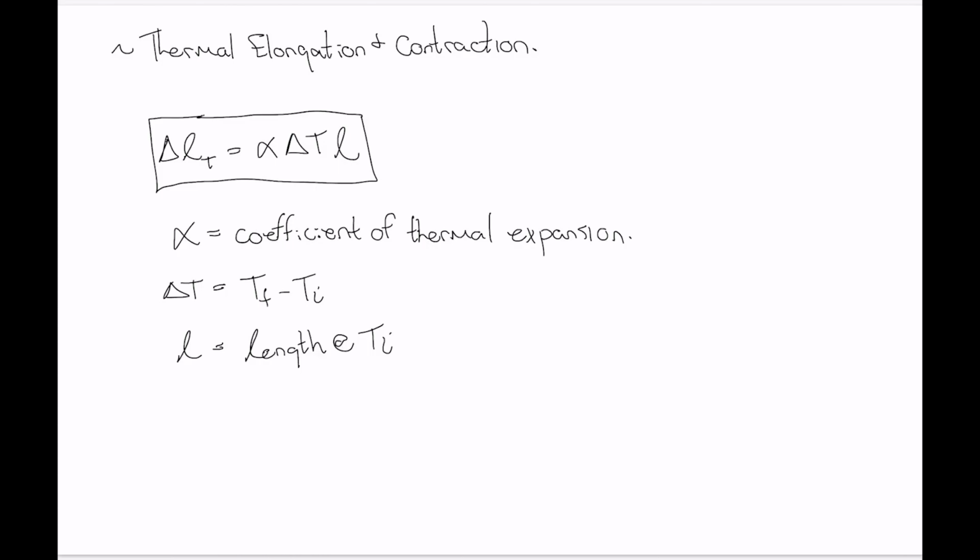Okay. So now you can see that the change in length due to temperature that something undergoes is directly proportional to its original length. So as something gets longer, it will experience a longer or a greater length change due to a given temperature difference. So let's look at an example problem using thermal elongations and contractions.